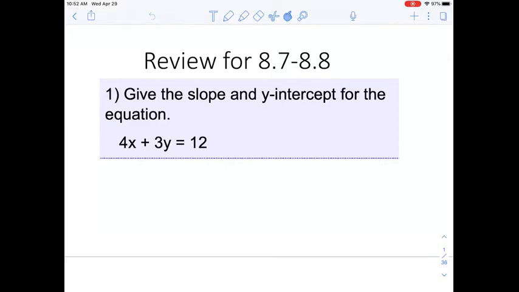This is a review for your 8-7-8-8 quiz. None of this is new, but this is just a way for you to prepare for your quiz. Number 1 says give the slope and the y-intercept for the equation.